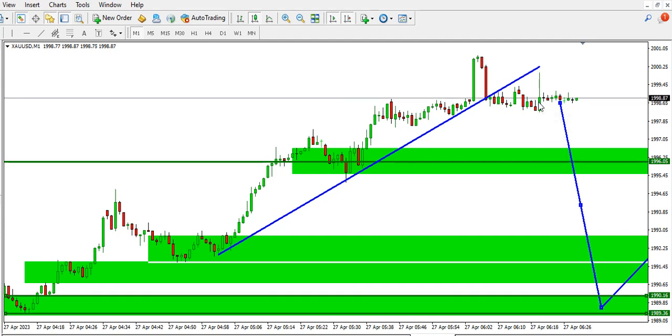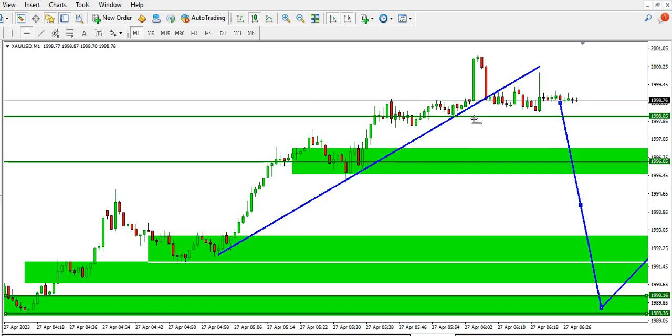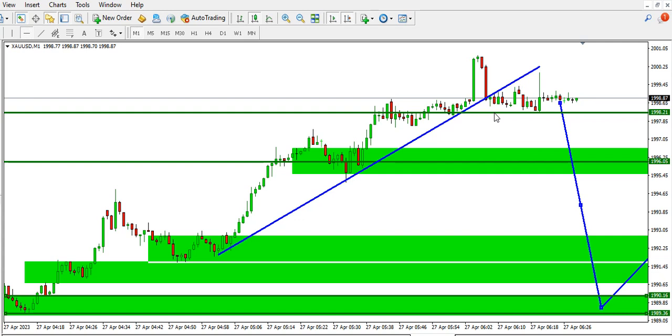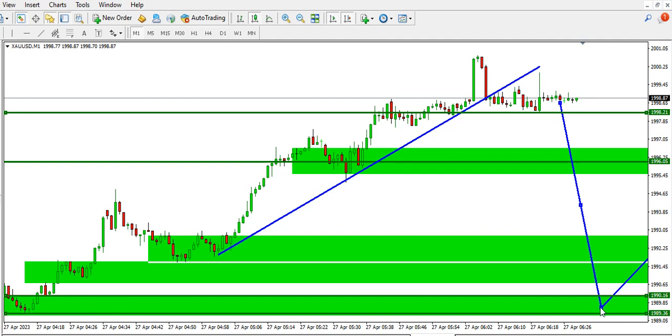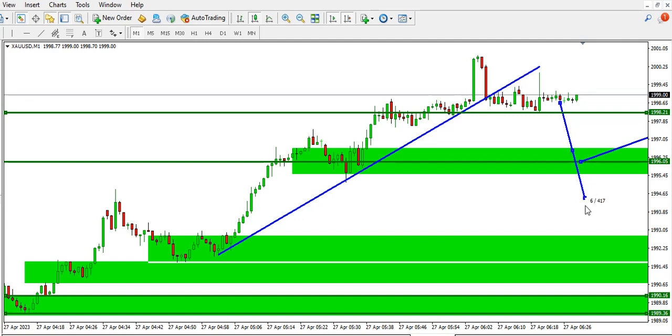The buyers are still in control, but a break below this low may target a break below this low. Price might drop to this point, and if price drops to this point, expect price to pick up. If it fails to pick up, it will drop further to this point and then drop further. But for now, look for buying opportunities.